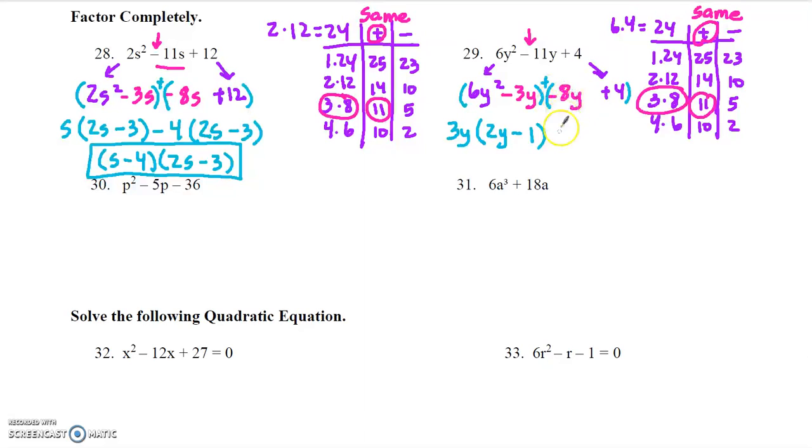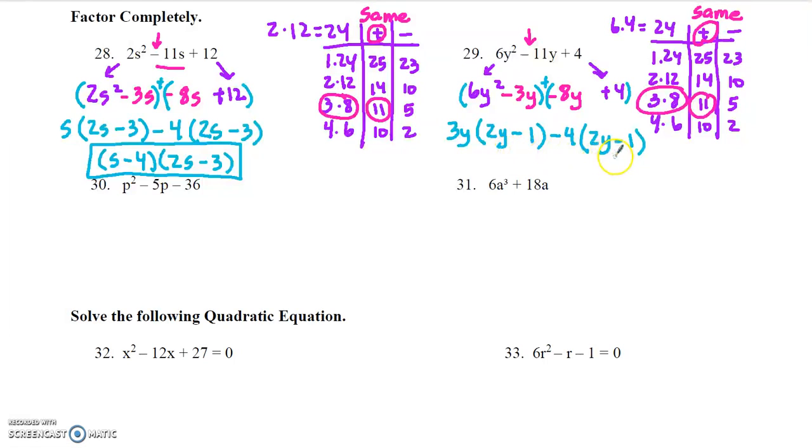And again, because this is a negative, it's going to be a negative 4. Negative 4 times what will give me negative 8y? That's going to be 2y. And then negative 4 times what will give me a positive 4? That's going to be a negative 1.